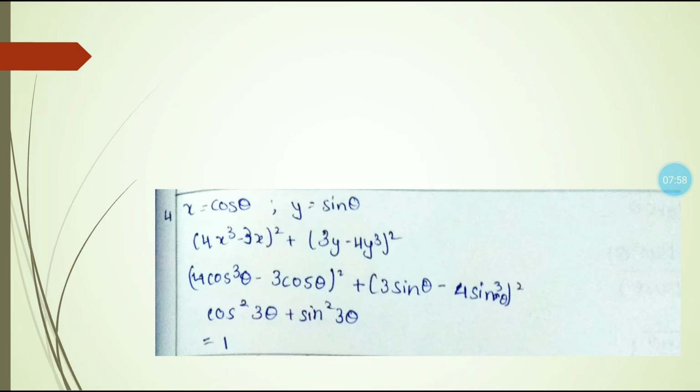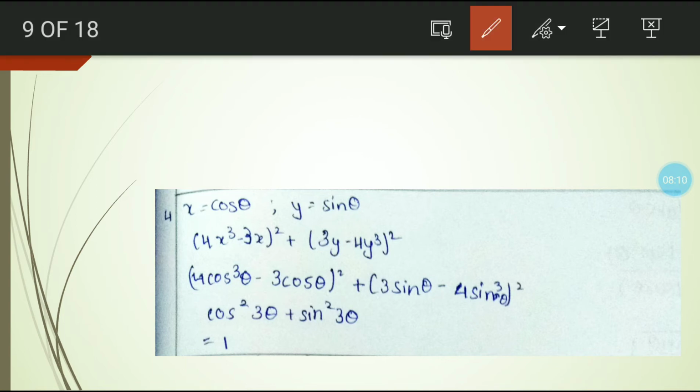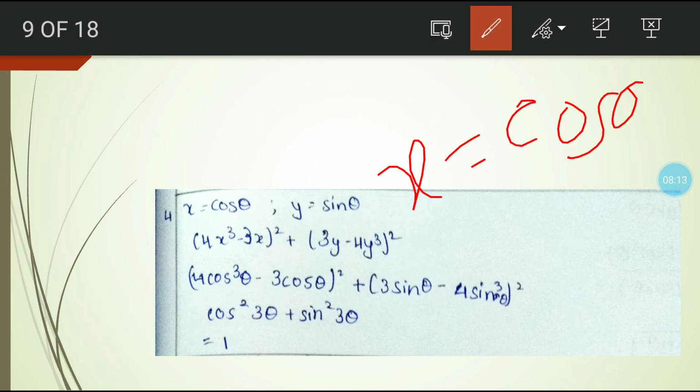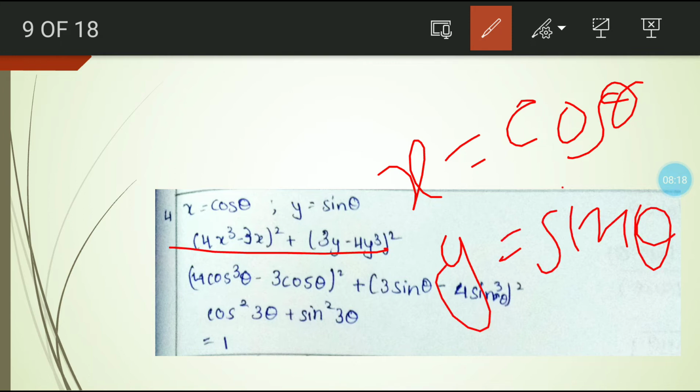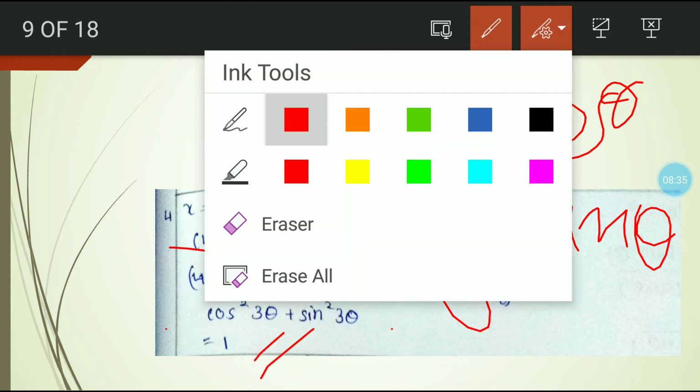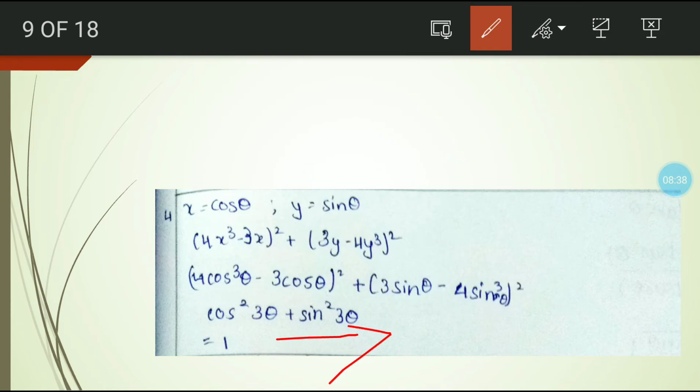And next question we will see. Fourth question, if x square plus y square is equals to 1, then 4x cube minus 3x whole cube plus 3x minus 4 cube whole cube. Now here we can take x as cos theta, y as sin theta, and whatever the question here we wrote. Now 4 cos square theta minus 3 cos square whole square, then 3 sin theta minus 4 sin cube theta square, then cos square 3 theta plus sin square 3 theta is nothing but 1. So it is option A.